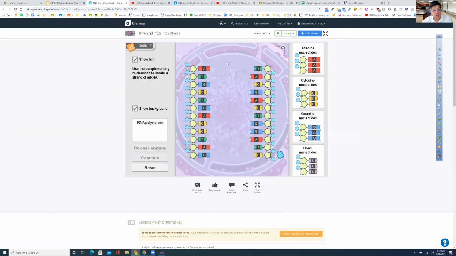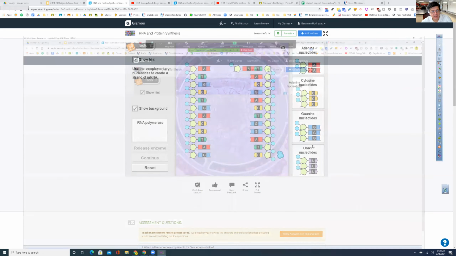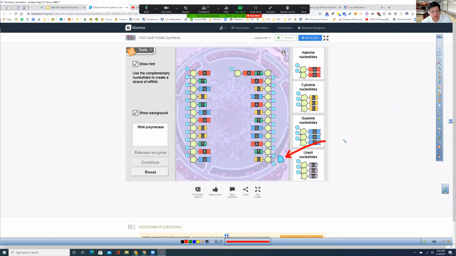So check it out. Normally when you see a nucleotide with a thymine, what goes on the other side? Adenine. Very good. So we're going to go ahead and drag an adenine there. And so what we did is, remember this thing that looks like a little cloud right here? This thing that looks like a little cloud, that's an RNA polymerase.